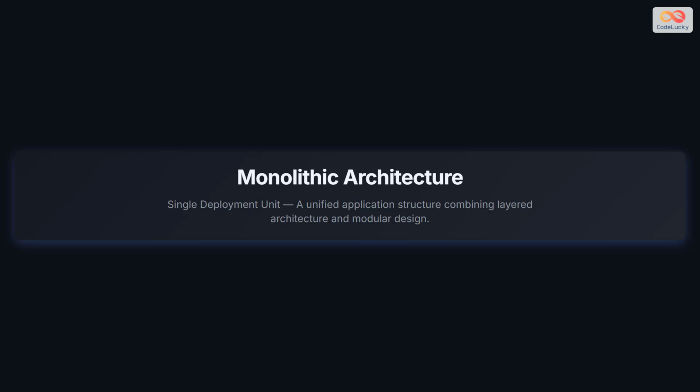Monolithic architecture is a software design approach where the entire application is constructed as a single unified unit. It combines different layers of the application, such as the user interface, business logic, and data access, into one tightly integrated system. This architecture simplifies deployment and management by having one single executable or package.